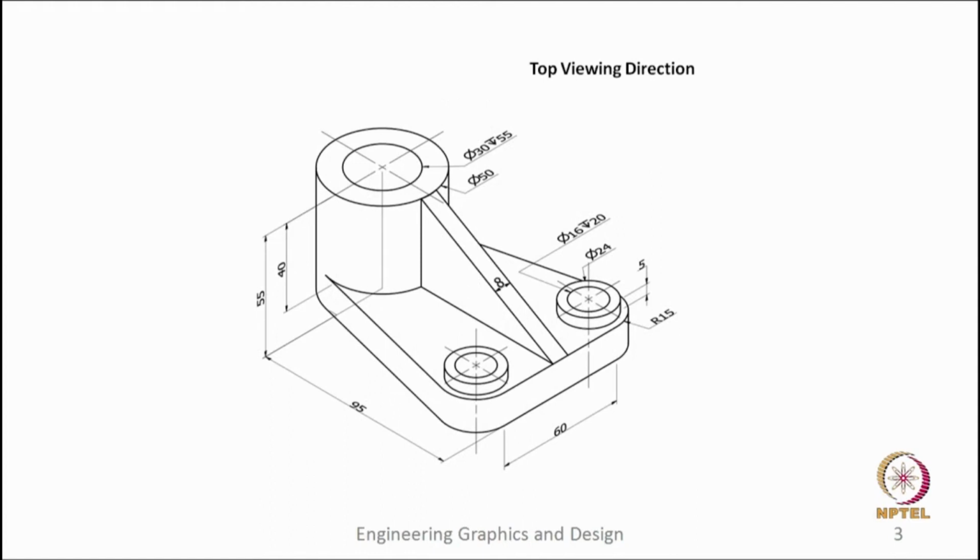If this is the top viewing direction, what are the objects we will be looking at? The first object we will be looking at is this circular part, this rib, the small circular parts and this open area. These are the parts we will be looking at from the top, and we have to draw the projection of these parts. Now, let us come back to the real object.